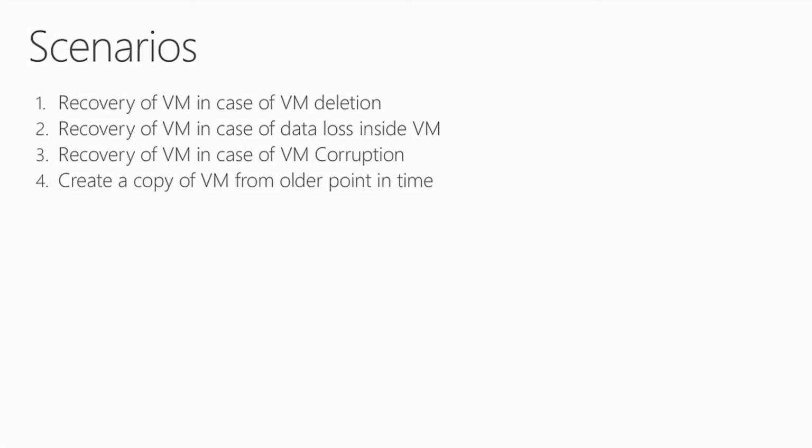One of the biggest gaps in deploying services to the Azure IaaS platform has been backup of those infrastructure as a service virtual machines. Microsoft has solved this by releasing an agentless Azure Infrastructure as a Service backup agent. This covers 4 major scenarios. 1, recovery of a VM in case of a VM deletion. 2, recovery of a VM in case of a data loss inside of a virtual machine. 3, recovery of a VM in case of a VM corruption. And 4, creating a copy of a VM from an older point in time and being able to deploy that to another location within Azure.